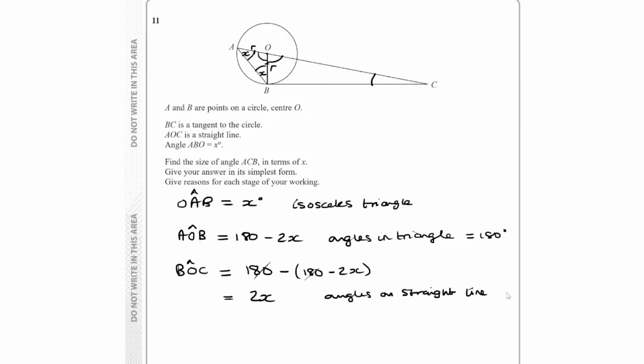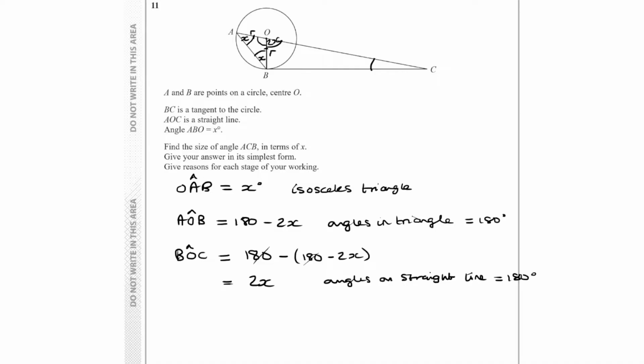I've not even used any circle theorems yet. Okay, so that one here I could write as 2x. Now, the reason why I want that is because if I look at triangle OBC, I'm going to use one circle theorem. The angle between a tangent and a radius is 90 degrees, or perpendicular. So OBC is 90 degrees. And then you just write that: angle between tangent and radius, or radius and tangent, doesn't really matter which way around.